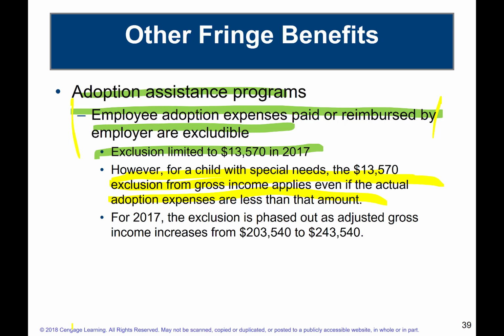But there is a phase out of that, and the phase out amounts start to phase out at $203,540 and are completely phased out at $243,540. And don't worry about it, I won't give you questions or talk about how to phase it out. Just know that it's phased out entirely at the upper end, right? And the phase out begins at the lower end of this range.